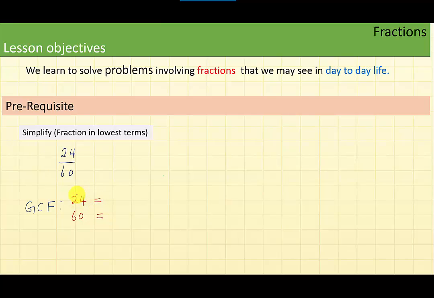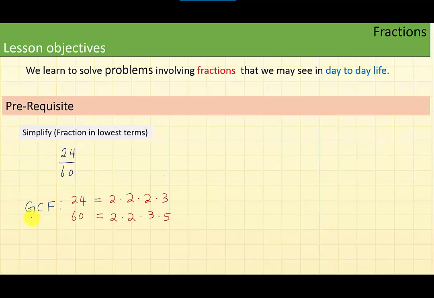How to find the prime factors? The smallest prime factor is 2 here, so you get 2 times 12. 12 goes with 2, 2 times 6. 6 is 2 times 3. And how about 60? 60 is 2 times 30. 30 is 2 times 15. 15 we can write as 3 times 5.